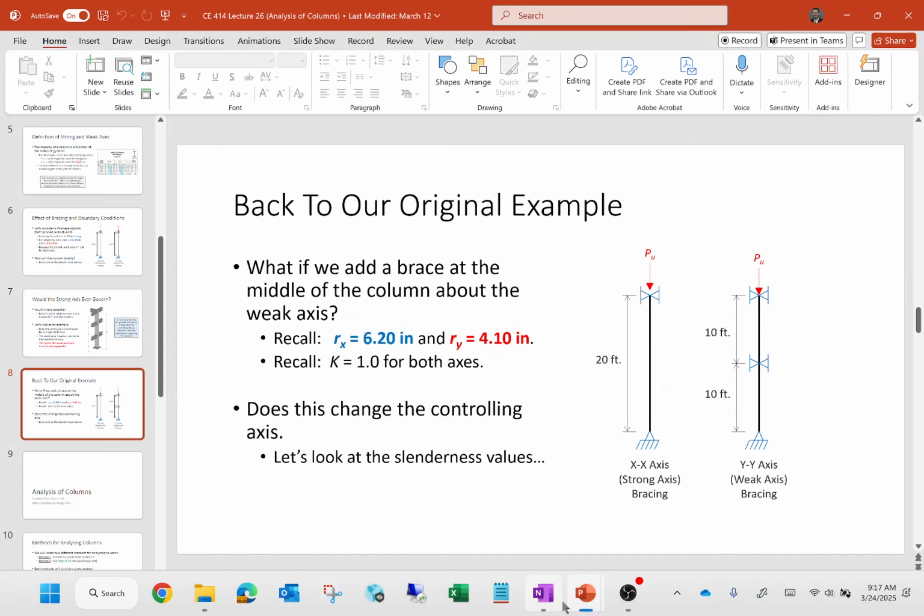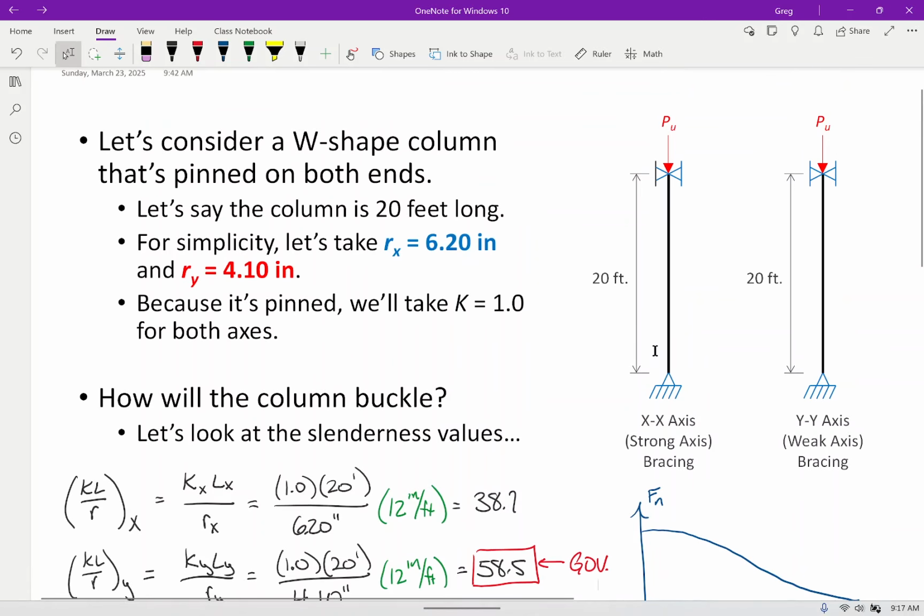Okay, so let's say, here's my example. What I'm saying is the x-axis and the y-axis are exactly the same. The column's 20 foot long, K is 1 on both sides. So if the K is the same on both sides and the length is the same on both sides, then what's going to govern the capacity is basically just the r values.